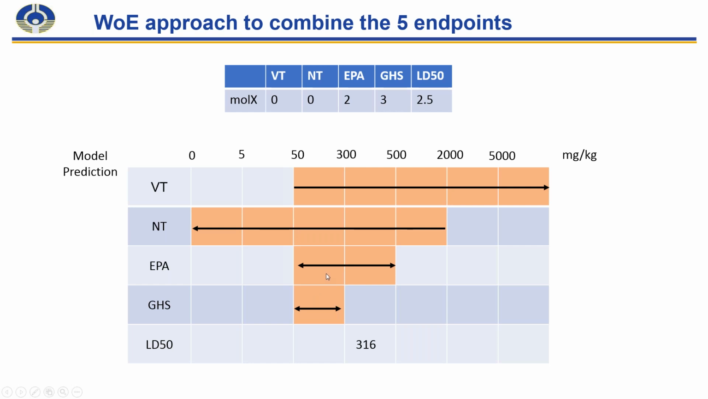So this was predicted as an EPA category 2, which narrows it down to somewhere between 50 and 500. It was also predicted to be a GHS category 3, which narrows it down to between 50 and 300. However, the LD50 prediction, and this is the log LD50 value that you see at the top of the screen here, if you transform that, the LD50 prediction was 316 mg per kg per day. So it's actually just above that threshold. So it's inconsistent with the GHS prediction. The GHS prediction was 50 to 300. The quantitative LD50 prediction was 316, just above that threshold.